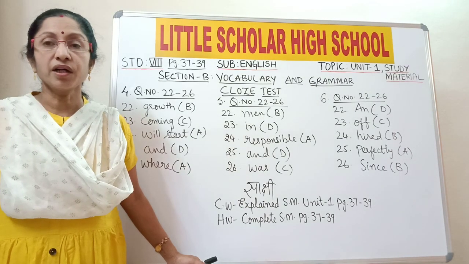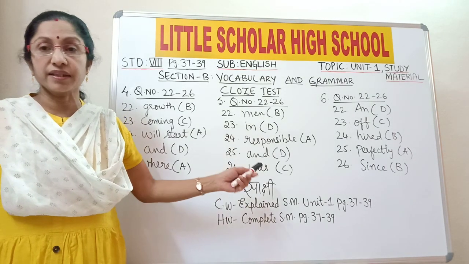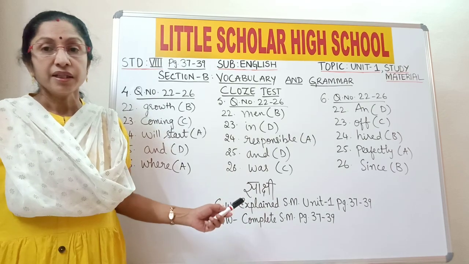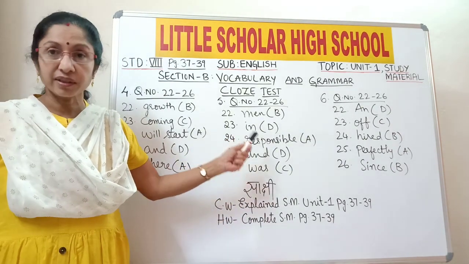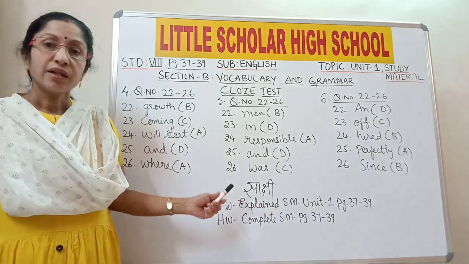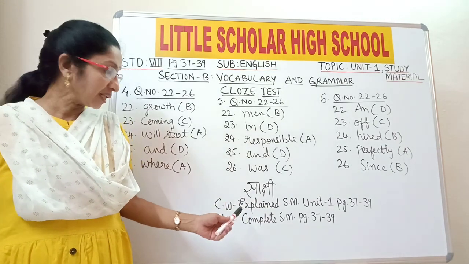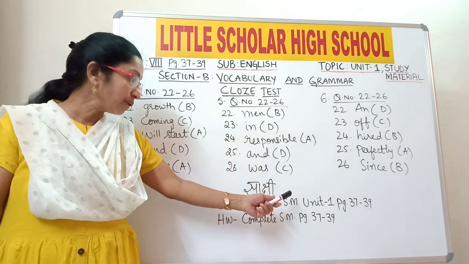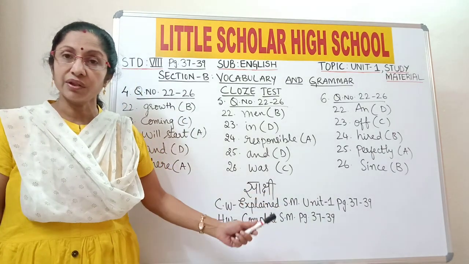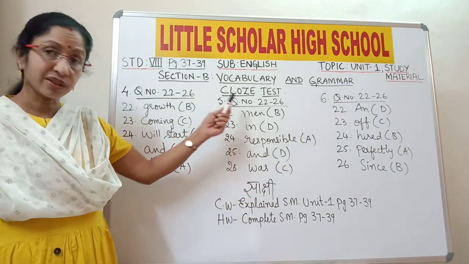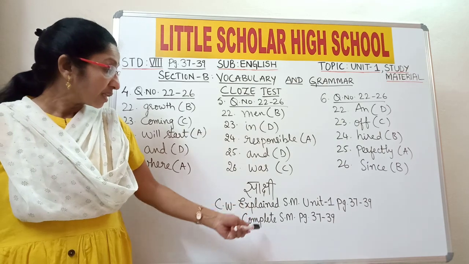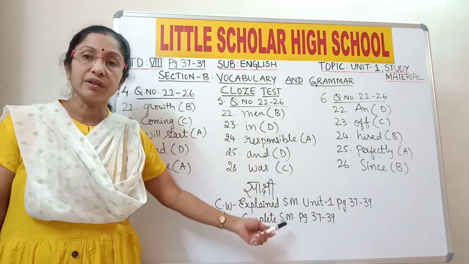Okay students, I hope all of you understood the passages 4, 5, 6 which we have just now completed, and also updated your study material. I want you to note down today's classwork, explained study material unit 1 page number 37 to 39. We have done the cloze test now. And homework, complete study material page number 37 to 39.